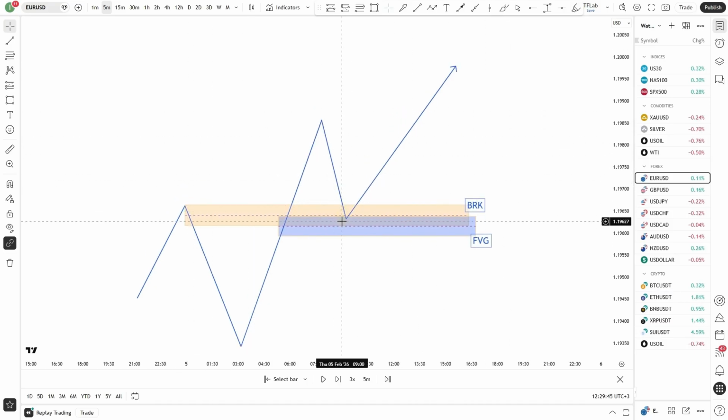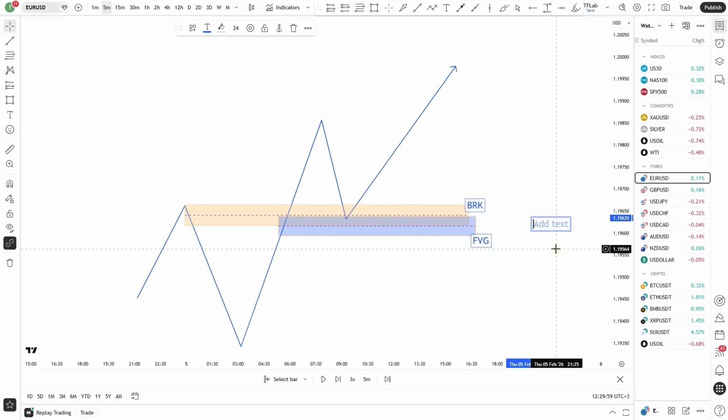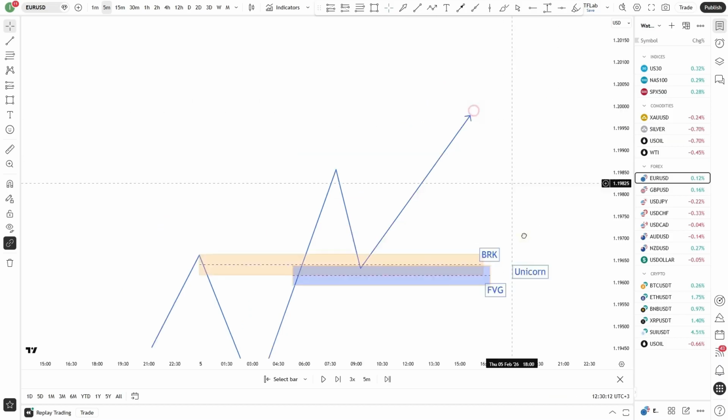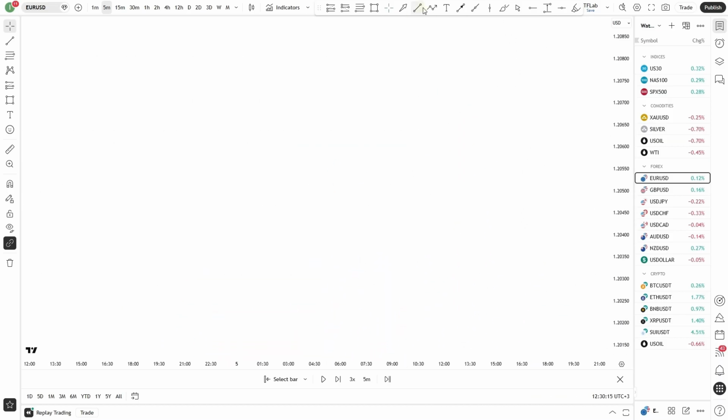When the price reaches the zone, you make your decision. In fact, the combination of the breaker block and FVG is a unicorn pattern, which is what I call the combination of these two together. The unicorn model, which is very powerful and strong, can create great trades for you. Now, this is how it looks in the bullish example. Let me draw the bearish example for you as well, so you know how it can be.